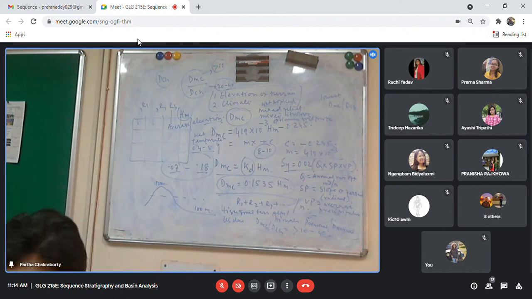One basin I discussed today was the Ganges basin, and what the control of the solute in that basin is. But I will be discussing two more classes, and I will end the course.